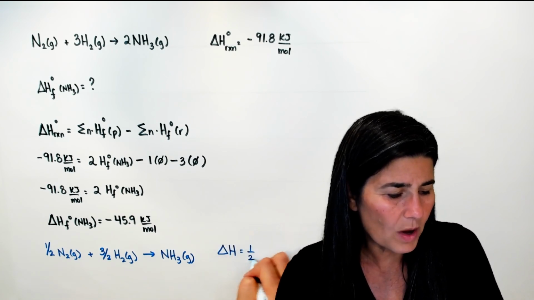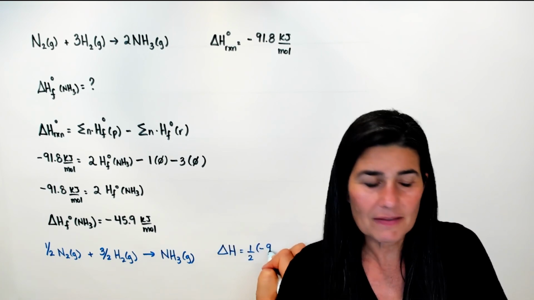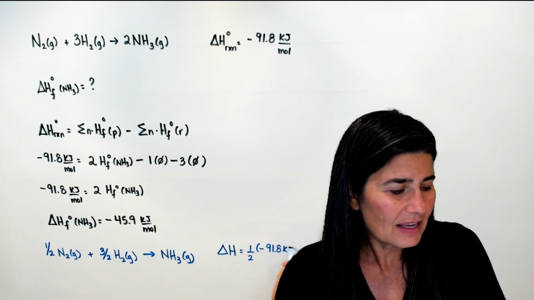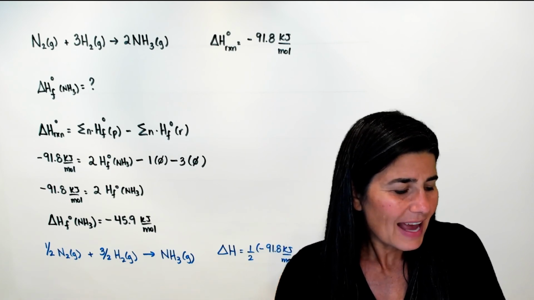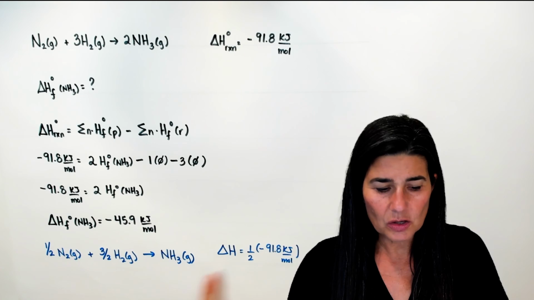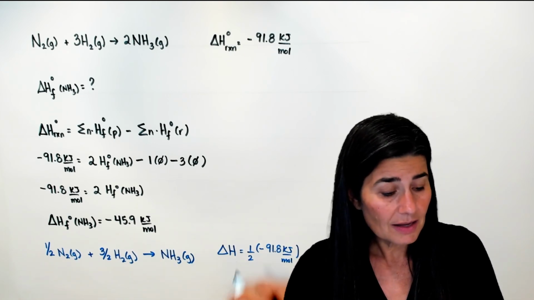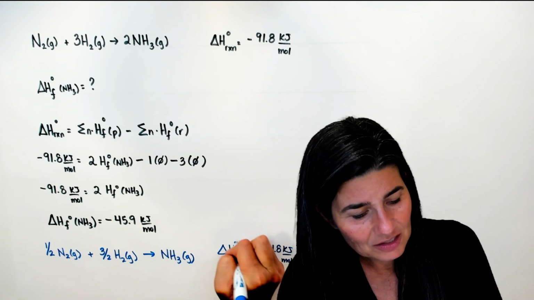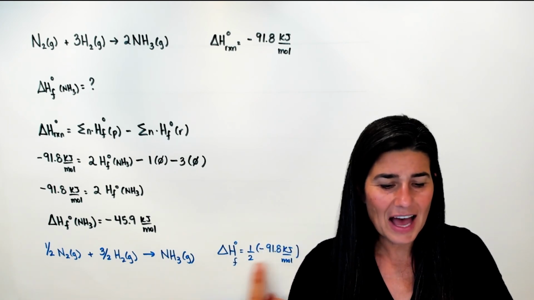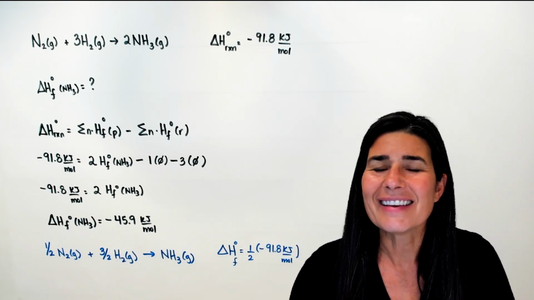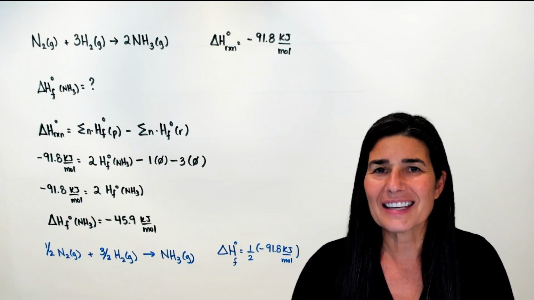So this is 1/2 times a negative 91.8 kilojoules per mole. And since this particular reaction as written is a formation reaction, I could call this a standard heat of formation, a half of what we have. That's just what we did. So it all checks out and it all makes sense.